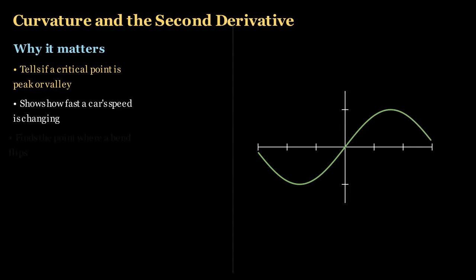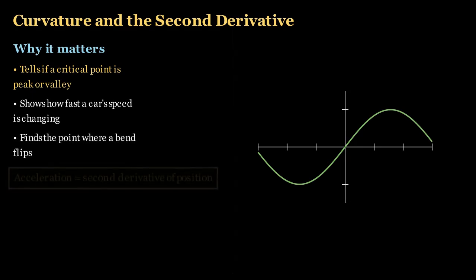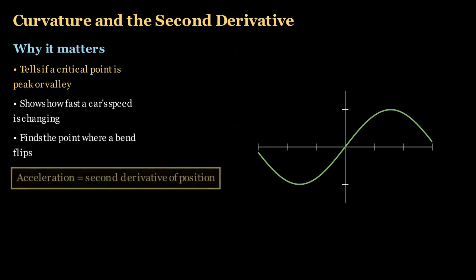In math, the second derivative helps us tell the difference between a hilltop and a valley bottom when the slope is 0. At both, the first derivative is 0, but the bend is different, a peak bends down, a valley bends up. It also lets us find the exact moment a curve switches from bending one way to the other, like the point on a roller coaster where you go from being pulled down into your seat to floating up.